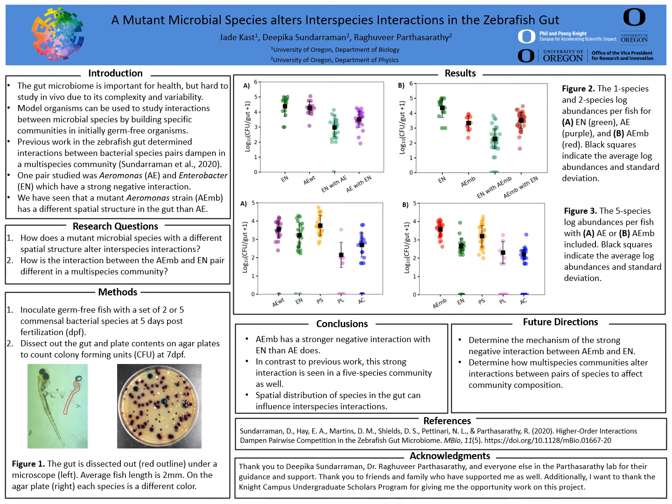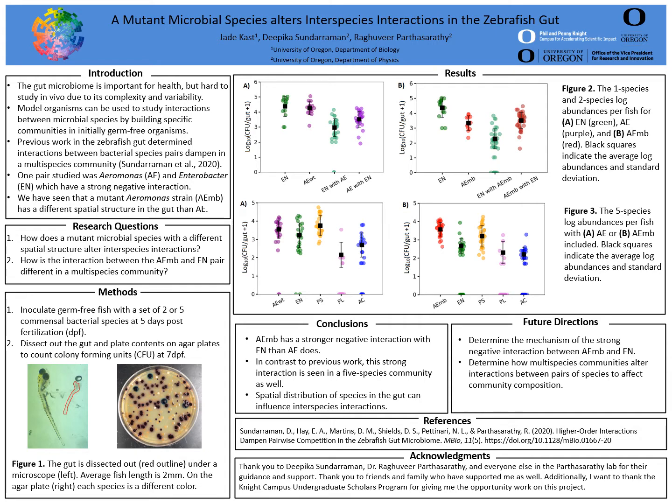Then at 7 days post-fertilization, I dissect the gut out, which is shown on the left of figure 1. I plate the gut contents on agar plates so I can count how many colony-forming units, or CFUs, grow. As you can see in this plate image on the right of figure 1, each species is a different color, so I can count the number of colonies and then infer species interactions based on the abundance differences.